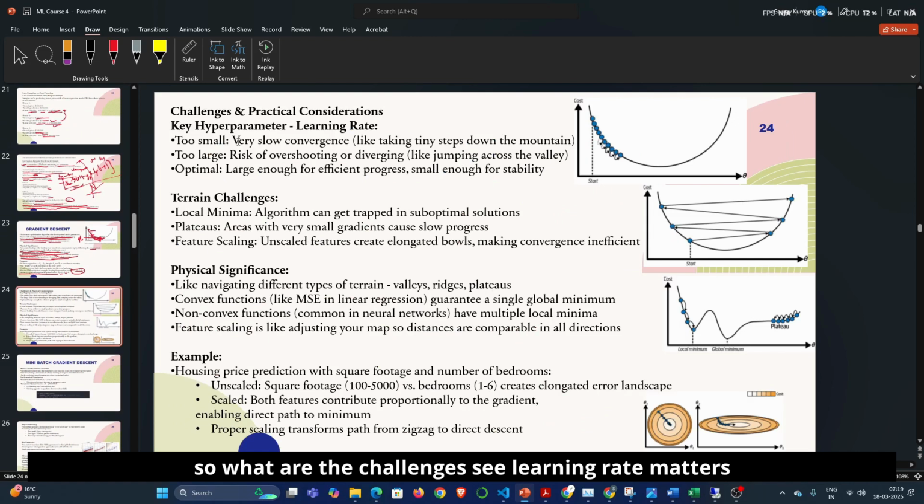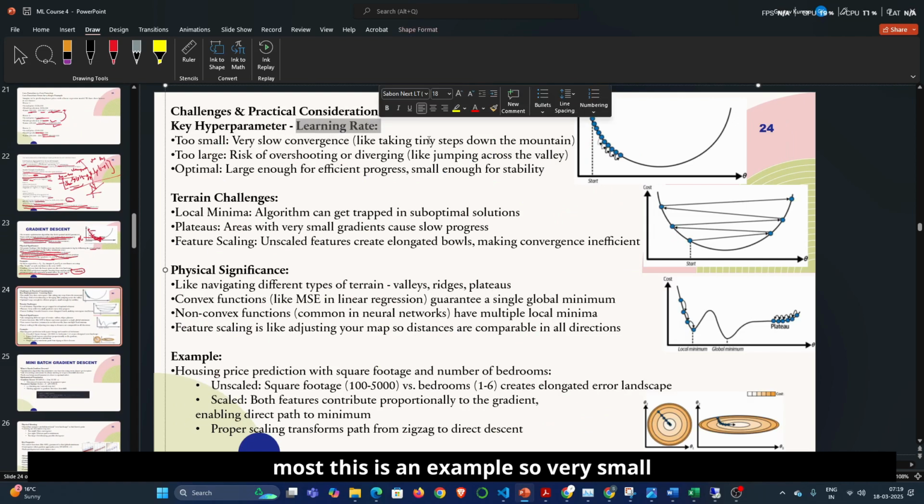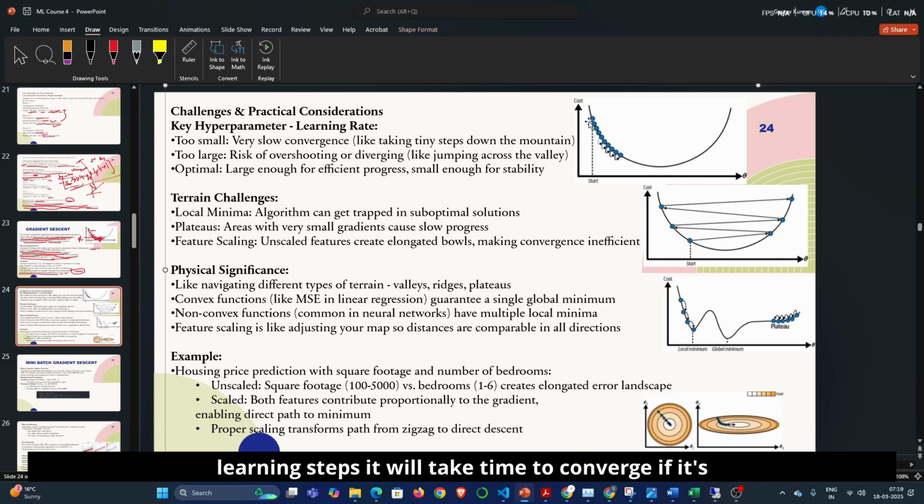So what are the challenges? Learning rate matters most. This is an example of very small learning steps, so it will take time to converge. If the value is too high, it will go random, and chances are high that we are going to go high above our global minima. Too small: slow convergence. Too large: risk of overshooting or diverging. Optimal is large enough for efficient progress, small enough for stability.